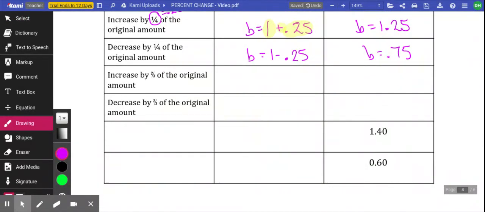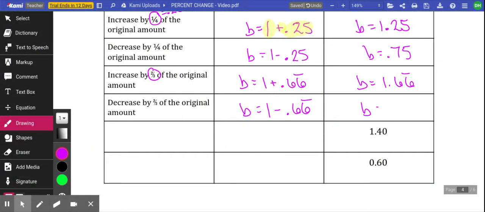Let's see, what else we got. We're going to increase by 2/3. So we could think of that as 1 plus 0.66 repeating. So your base is just going to be 1.66 repeating. And then, or we could decrease, which is going to give us 0.33 repeating.